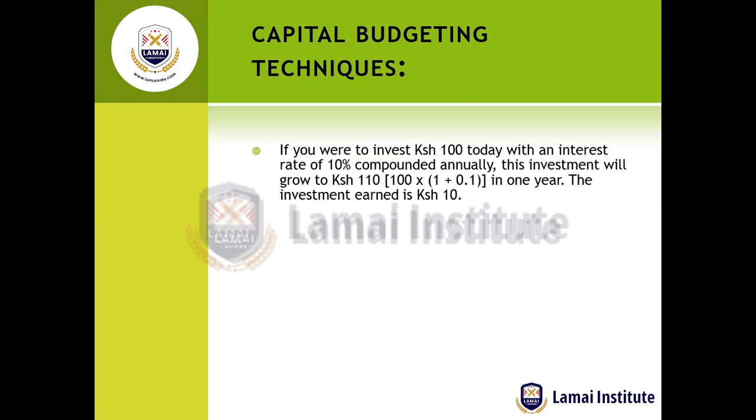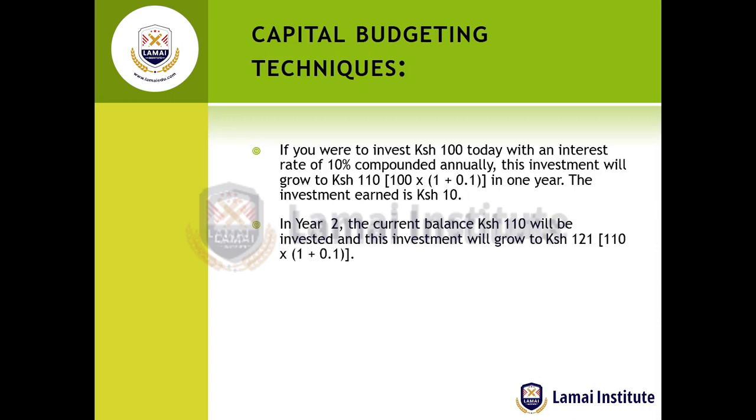So now, if you look at this example, if you are to consider to invest 100 today, with an interest rate of 10% compounded annually, then this investment will actually grow to 110, and that is 100 multiplied by 1.1 in 1 year, and the interest earned is actually 10. Now in year 2, the current balance, that is Kenya shillings 110, will be invested, and this investment will actually grow into 121 because if you consider 110 multiplied by 1 plus 0.1, we will be able to see that is why we are getting 121.